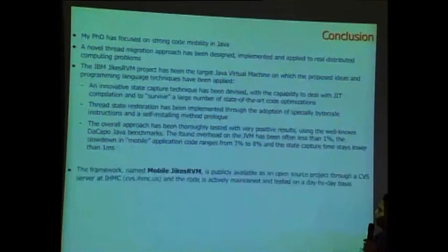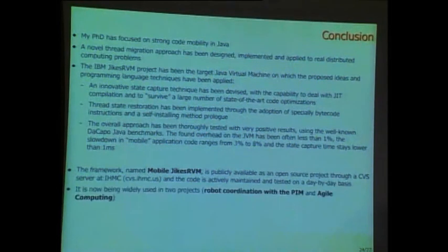The overall approach has been thoroughly tested with very positive results. For example, we have an overhead on the JVM which is less than 1%, a slowdown in mobile application code that ranges from 3% to 8%, and the state capture stays lower than 1 millisecond. The framework, which is Mobile JXRVM, is publicly available, and is an open source project through a CVS server at HMC, and the code is actively maintained and tested on a day-by-day basis. It's now being used in two projects, like I told you.